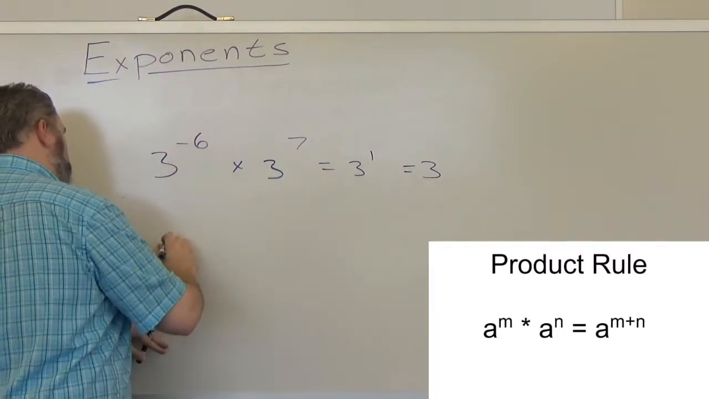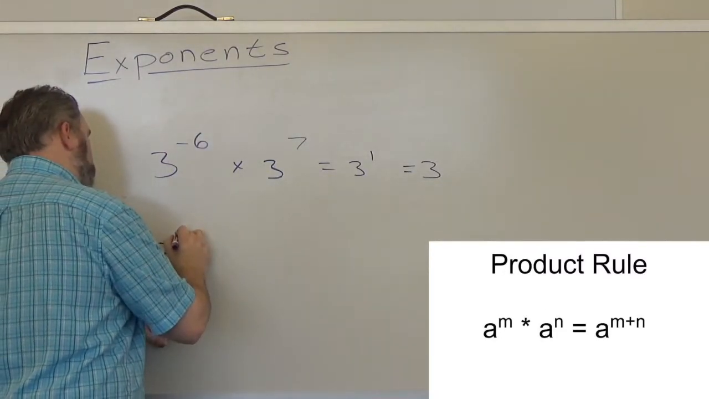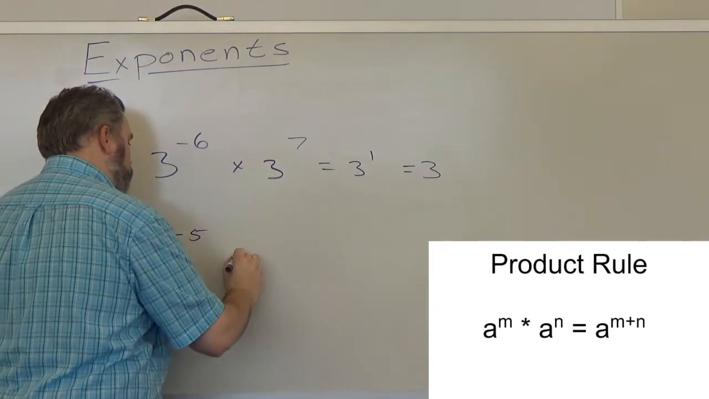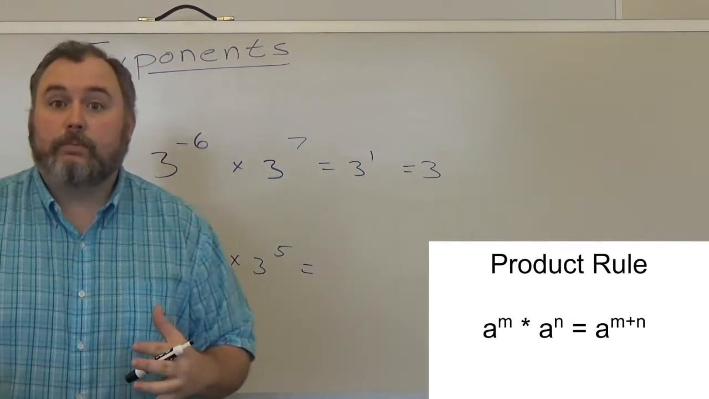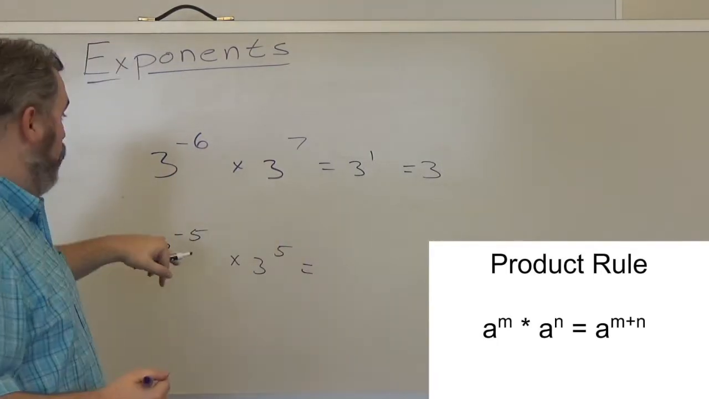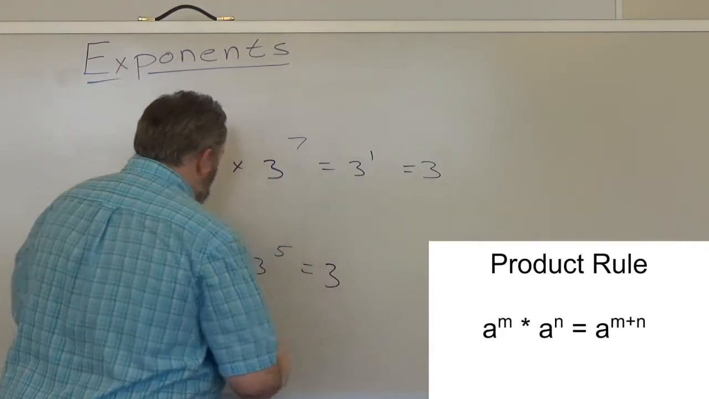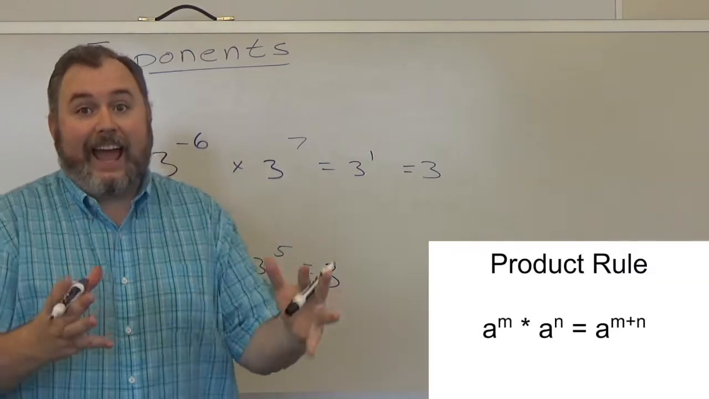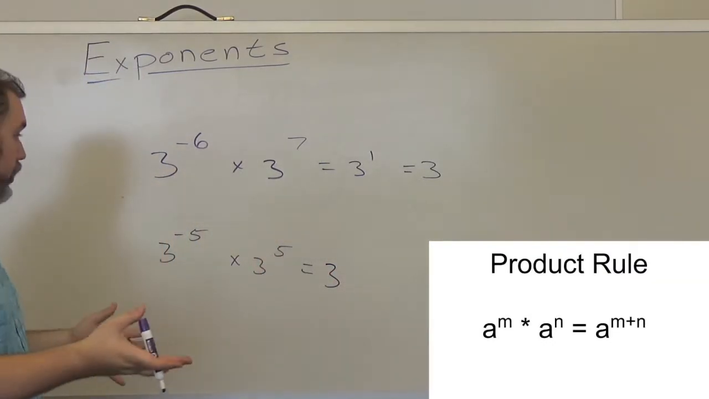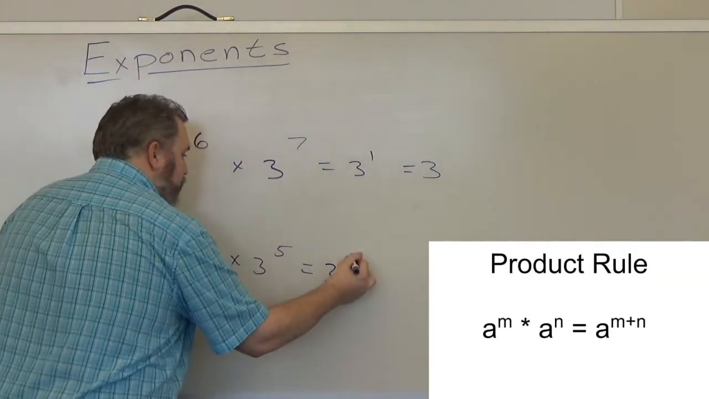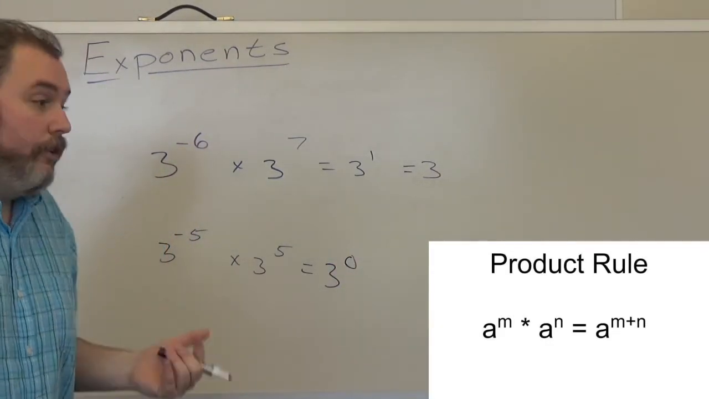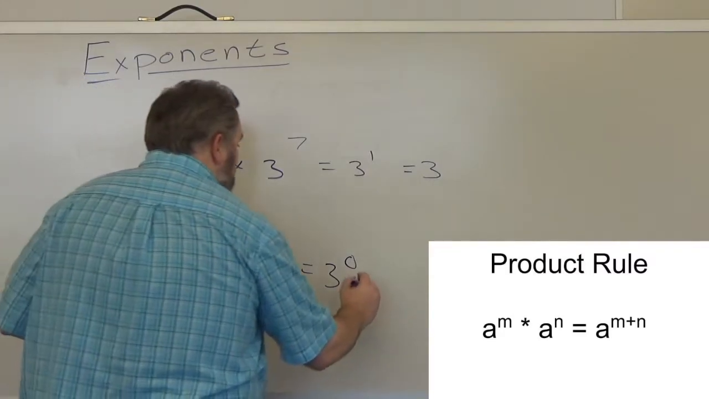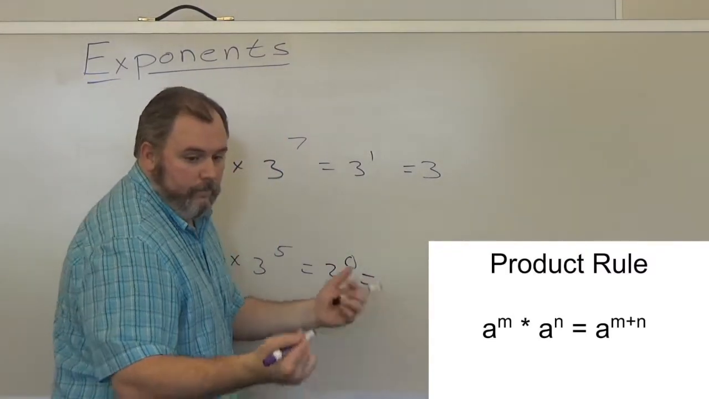Last one. Same rules apply, product rule. We're multiplying. We know the base to be 3. We know we're going to take negative 5 and add it to 5. So when we do, we get 3 to the 0. Uh-oh, that looks very familiar to our zero exponents. So 3 to the 0 is equal to what? 1.